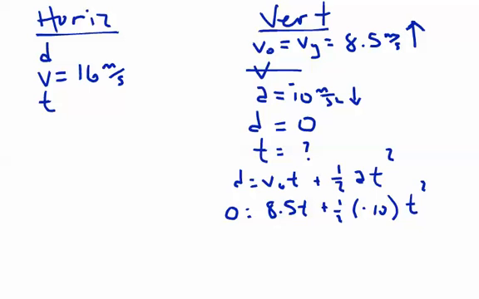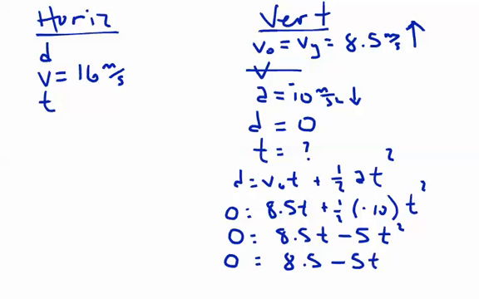So at this point, 0 equals 8.5 t. Half of negative 10 is minus 5 t squared. So now this is one of those interesting cases where I have a t and a t squared. I could use the quadratic formula or graph this, but because the displacement is 0, there's actually an easier way. We can divide everything by t, and when we take 0 divided by t, we get 0. 8.5 t divided by t gives us 8.5, and then minus 5t squared divided by t gives us minus 5t. So 0 equals 8.5 minus 5t.